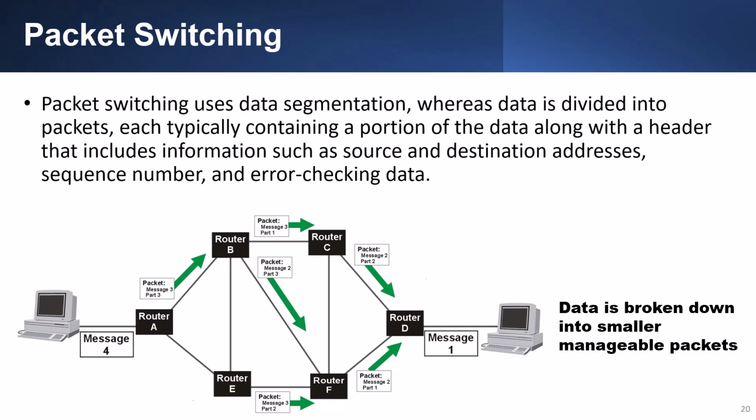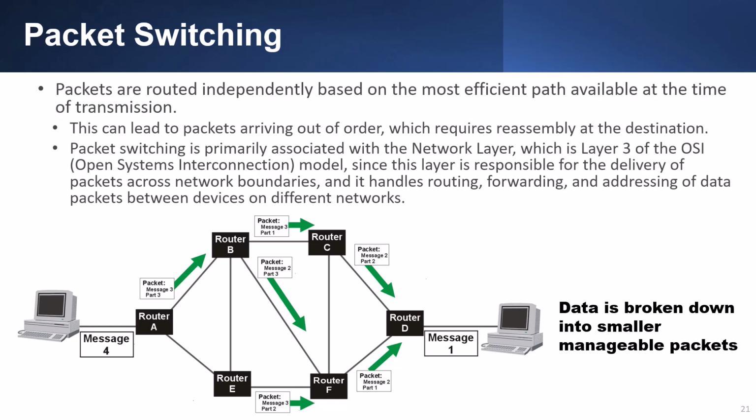Packet switching uses data segmentation, where data is divided into packets, each typically containing a portion of the data along with a header that includes information such as the source and destination addresses, sequence number, and error checking data. Packets are routed independently based on the most efficient path available at the time of transmission. This can lead to packets arriving out of order, which requires reassembly at the destination.